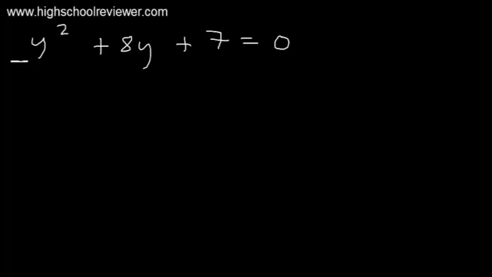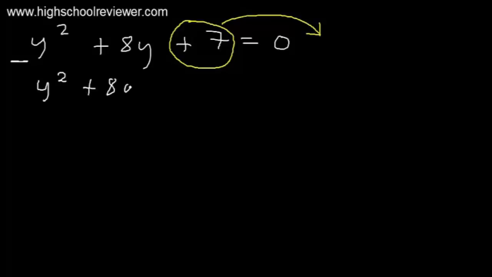First, we need to transpose the last term of our equation to the other side. So we need to transpose positive 7 to the right side. What will be left on the left side will only be y squared plus 8y. If we transpose positive 7 to the other side, this will change sign, so this will now become negative 7.